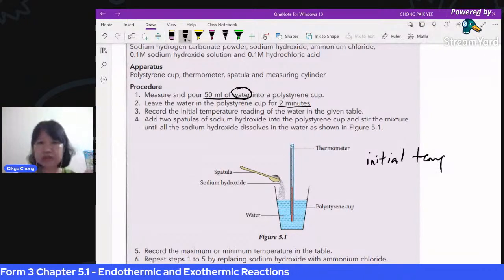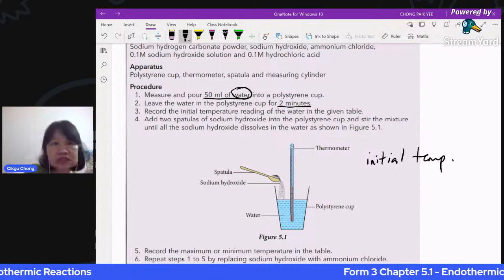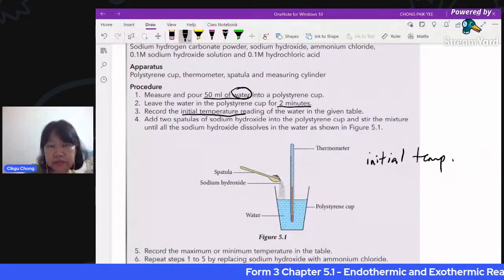So this is your initial temperature. That means before reaction. You haven't added anything yet. There's no reaction yet. Okay. So this is called the initial temperature reading.